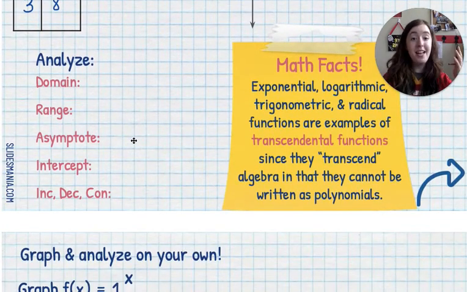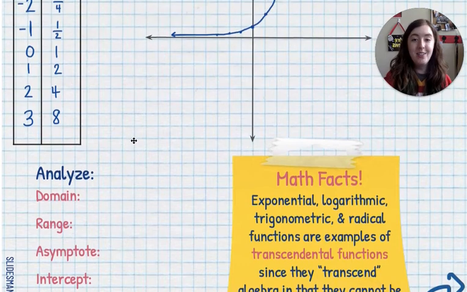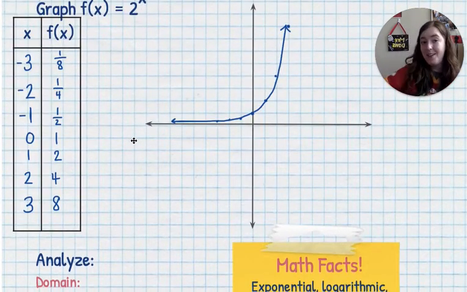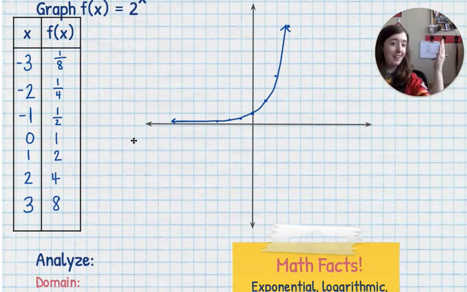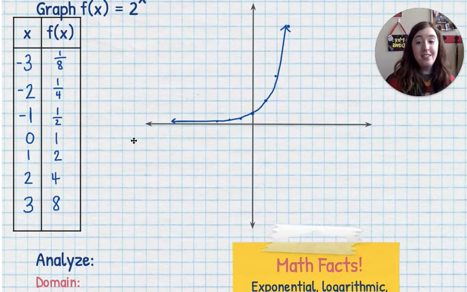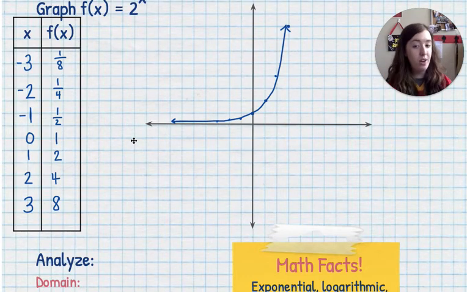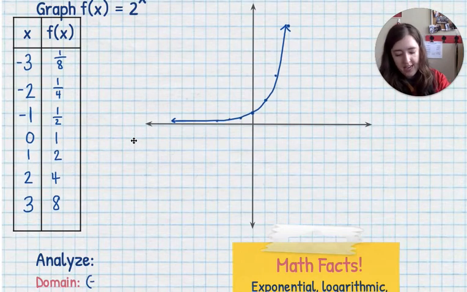So let's start analyzing this graph and taking a look at the domain. Remember, our domain is our x values. Looking left and right, I can keep on going to the left forever and ever. And over here on the right, I'm going to keep on going up forever and ever. Also, is there anything that's a no-no in here? Is there anything that I can't plug in for x? I can plug anything I want in for x, so that means my domain is going to be negative infinity to positive infinity.